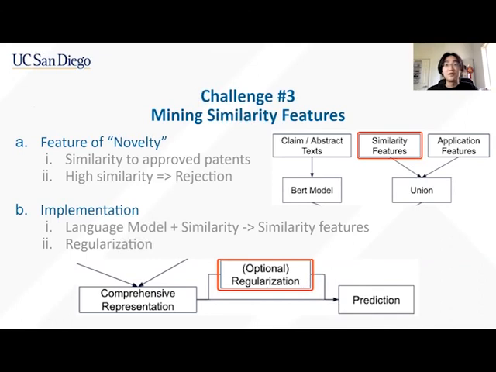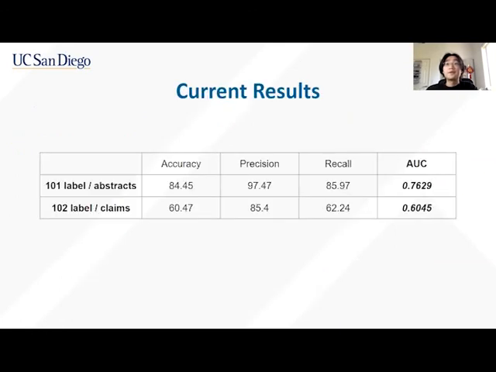You will basically enforce the relationship between similarity score and the prediction by assigning a lower chance of approval to the claim or abstract that were highly similar to previous ones. Next slide, please. Based on all the previous work we've done, our current model achieved the following performances.